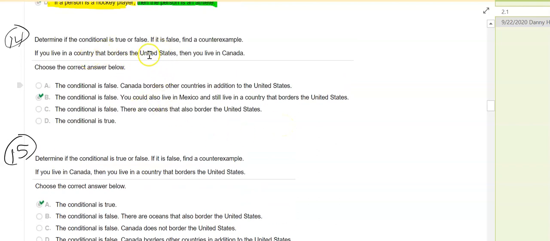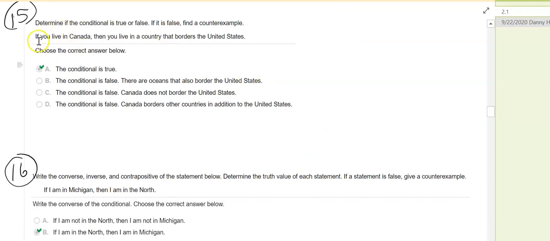And so now we're looking at counter examples, what we talked about earlier. And so if you live in a country that borders the United States, then you live in Canada. So we can see, well, this is false because there are different countries that border the United States. So I could also live in Mexico because that also borders. And then if you live in Canada, then you live in a country that borders the United States. Notice that it doesn't say only borders. So this is true, all right?